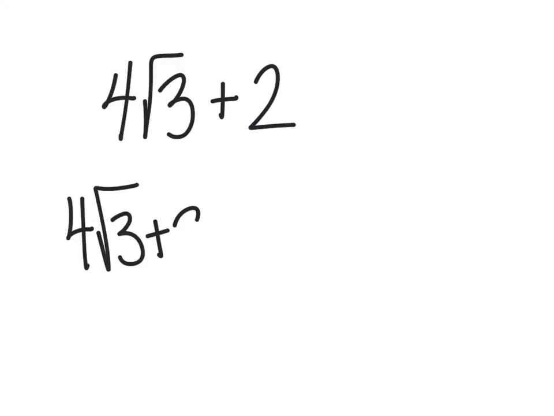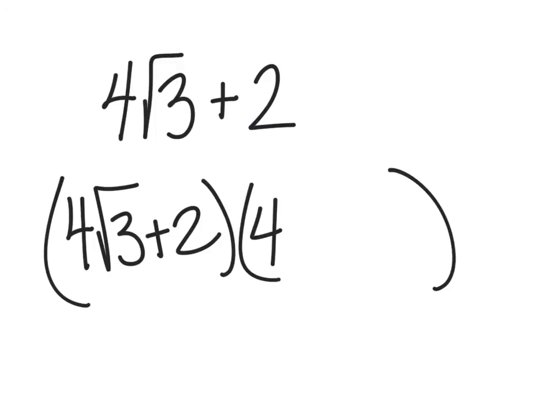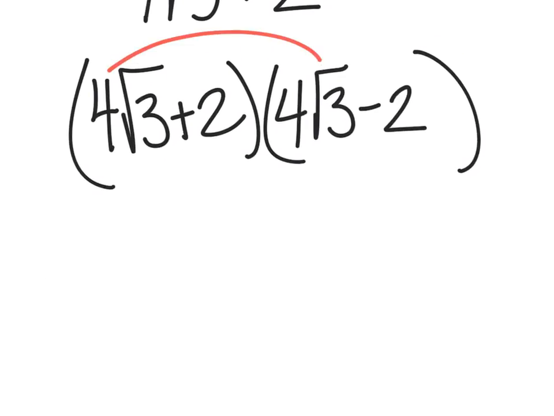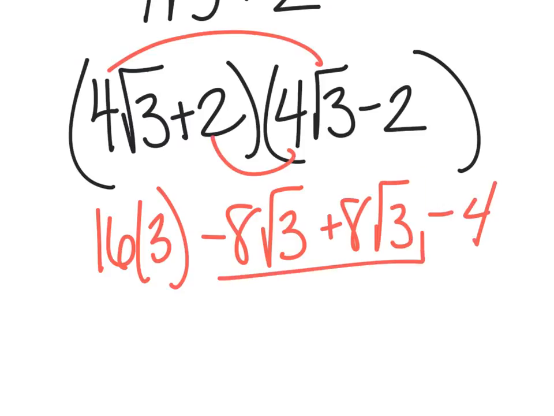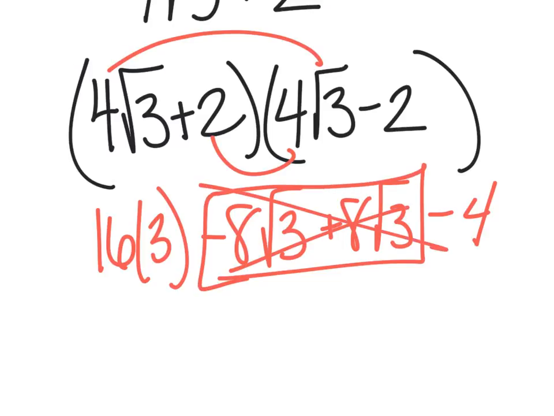What if I said 4 radical 3 plus 2? Multiply that by its conjugate. So 4 radical 3 plus 2 times 4 radical 3 minus 2. Alright, well let's see what we get. Let's start on those outside terms. So that's going to be 16 times 3. Radical 3 times radical 3 is just 3. Minus 8 radical 3 plus 8 radical 3 minus 4. Look at that. Happens again. Minus 8 radical 3 plus 8 radical 3 gone. And I'm left with 48 minus 4, which is just 44.